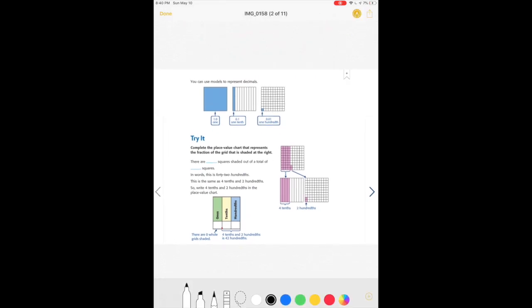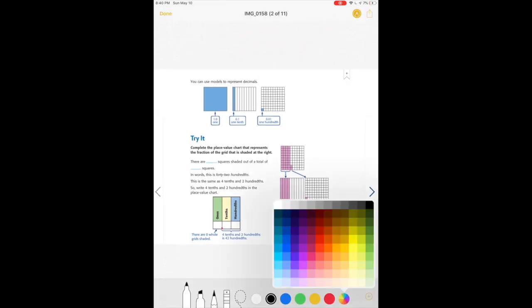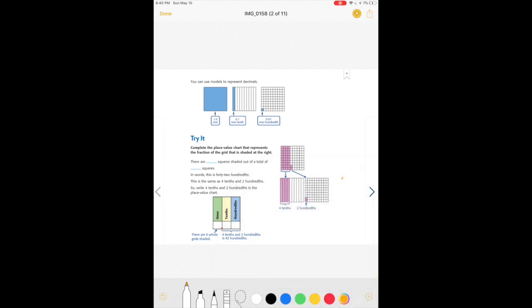You can use models to represent decimals. Here's a 1 whole. We're using our base 10 blocks. We have 1 square, and it's 1 whole piece. For 1/10, we have a square cut into 10 pieces, and we just colored in 1. This would be the same as this. And then 1/100th, we have our base 10 block cut into 100 pieces, and we've colored 1 in. So it'd be 1/100th.